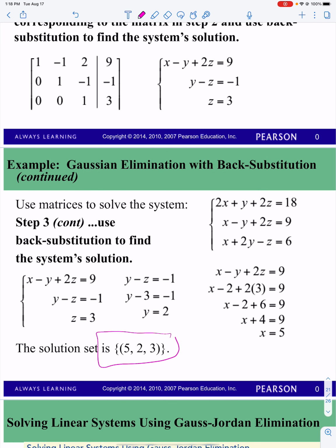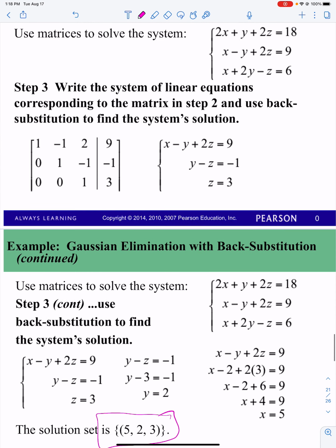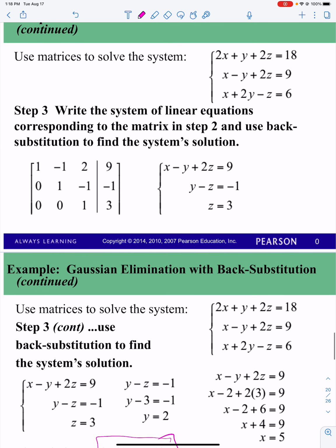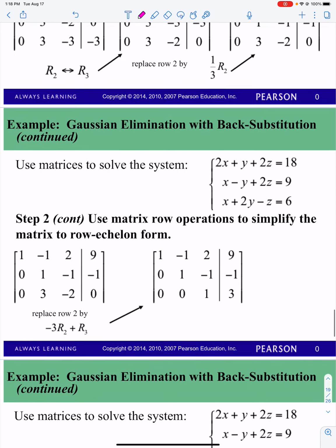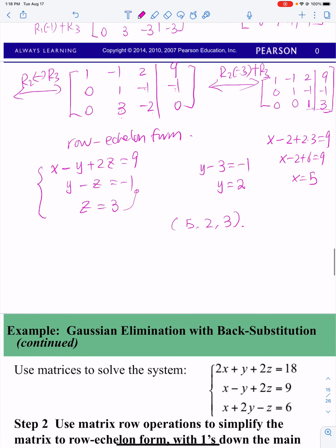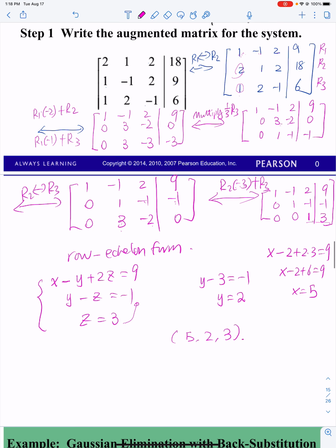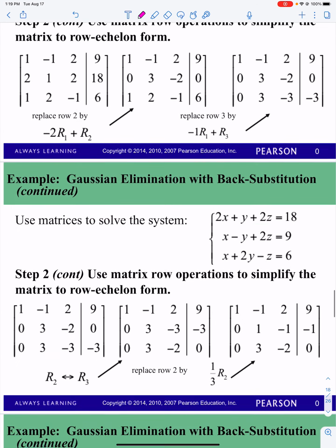5, 2, 3. You with me? Okay, so if you wanted to find all the details with the explanations, you can follow the steps in the book, or you can look at mine, and it's all together without so many words, and it might be easier. Okay, so this is this example.